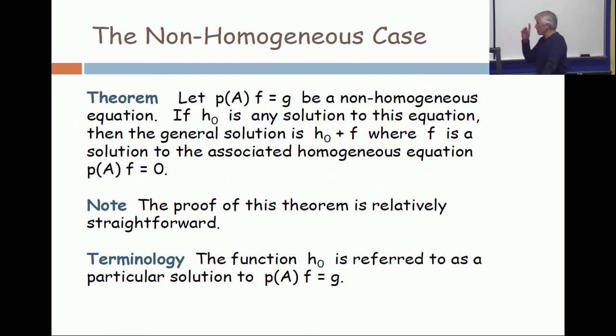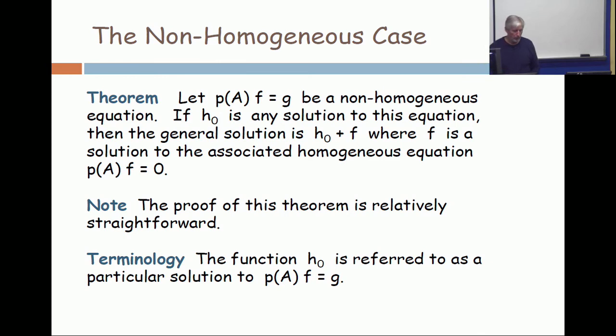Now, let's remember this non-homogeneous case, which we've already used. If you have a non-homogeneous case of the form polynomial in A on f is g, and g is some function, but it's not zero, if you can find any solution to it whatsoever, whether you devise it yourself, you get it from a friend, you check it, you get it from the web, you buy it, it doesn't matter. If you can find any solution to it whatsoever, then the general solution is of the form H0 plus f, where f is just the solution to the associated homogeneous equation.